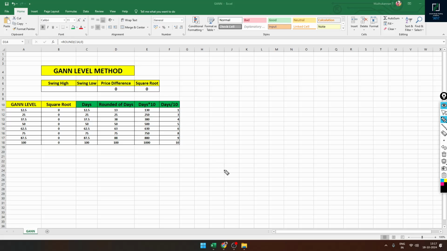You need to find the low price. So low price, which means swing low, right? Let's say the swing low is 10 rupees. Then the market moves up and creates a swing high, right? Let's say the swing high is 30 rupees.